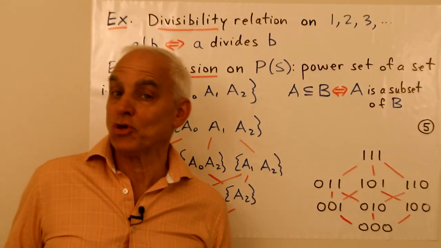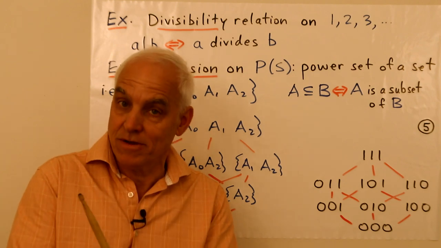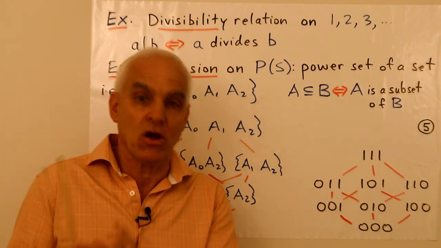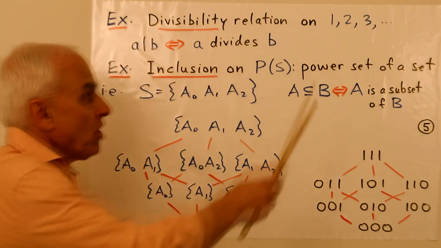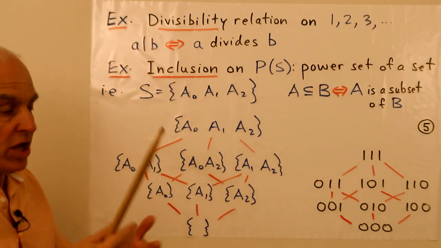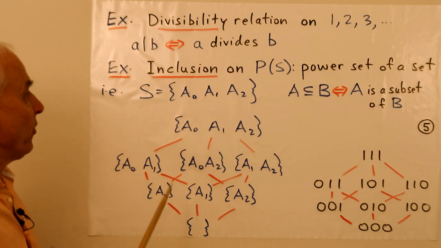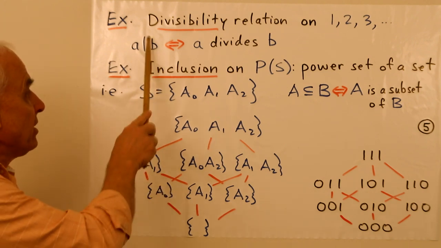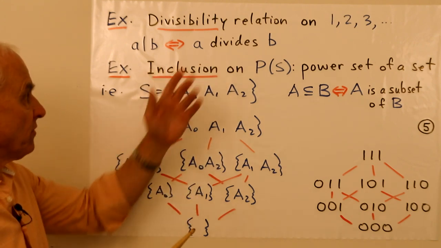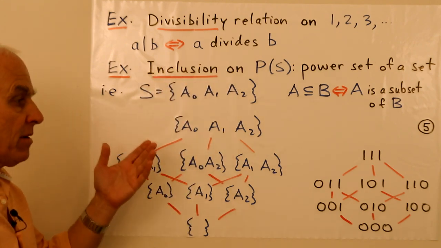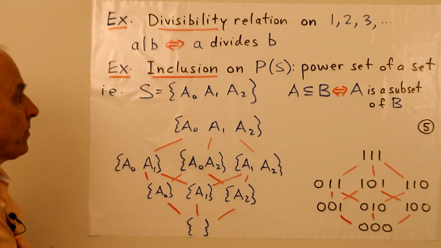Another example of a partial order is the divisibility condition, which we've already talked about in the context of divisors of 24. But actually, you could talk about divisors generally on the natural numbers. So the relation is just that A divides B, the usual notion of divides. That is a partial order relation.